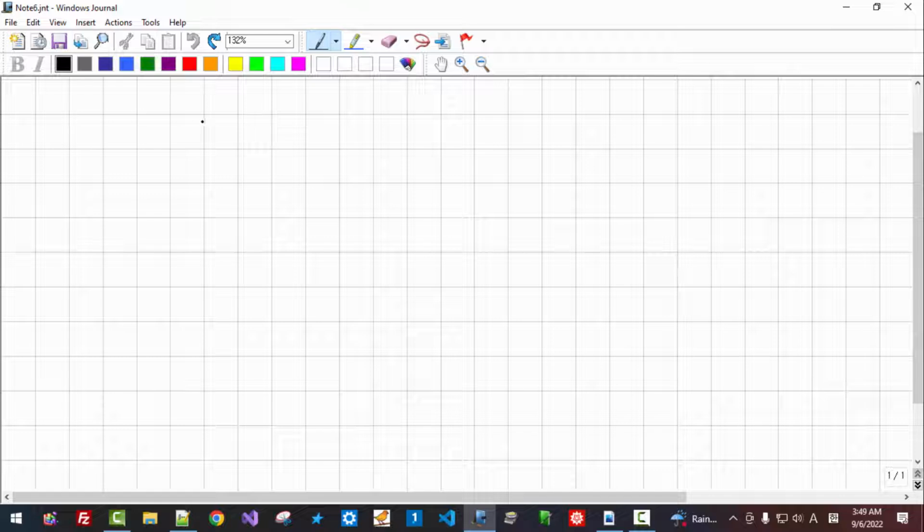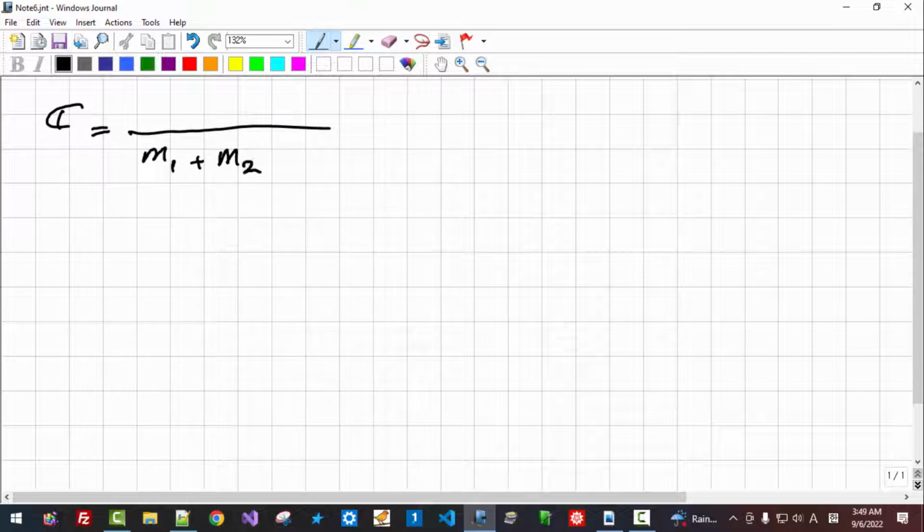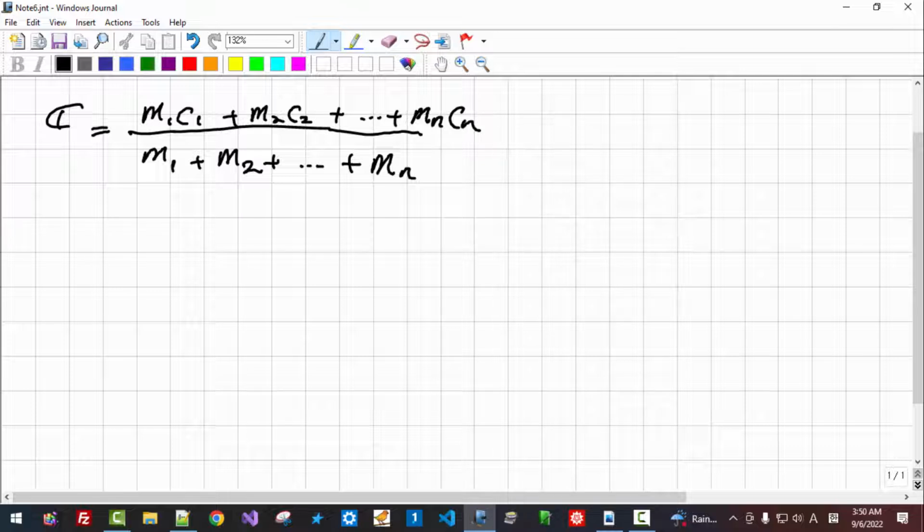Now we are going to prove the center of mass: M1, M2, Mn over M1, C1, M2, C2, Mn, Cn. We can say total mass over sigma mi ci.